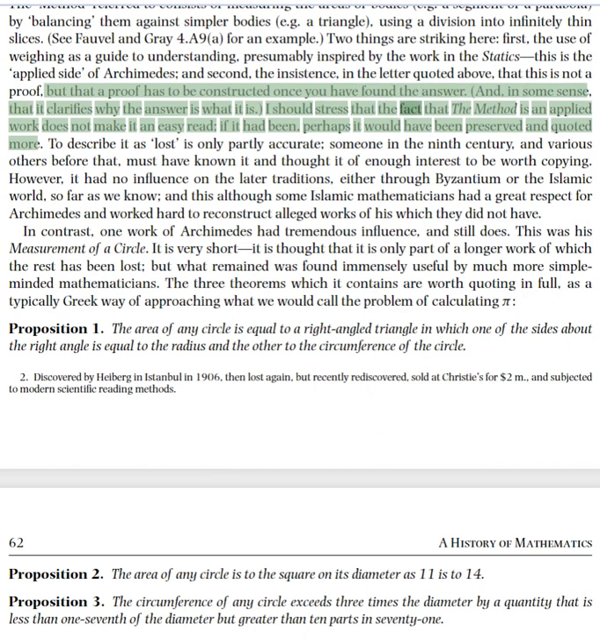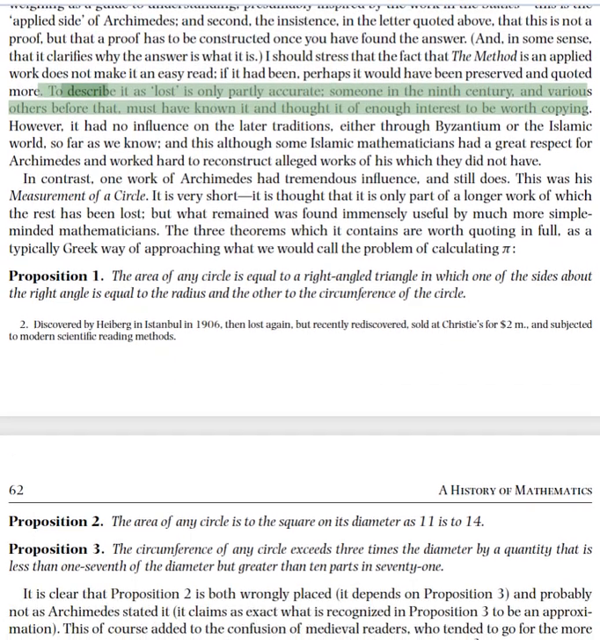I should stress that the fact that the method is an applied work does not make it an easy read. If it had been, perhaps it would have been preserved and quoted more. To describe it as lost is only partly accurate.